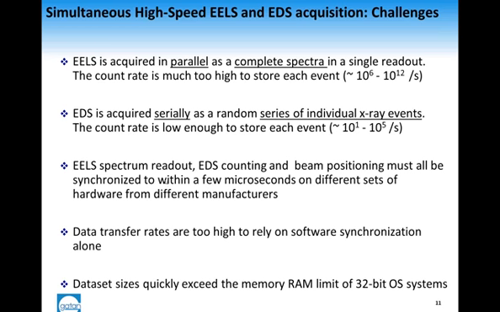You can really understand that if you go fast, you're going to generate a lot of counts per second. So the amount of data that we're going to transfer is going to be too big for software synchronization, where the software takes care of the synchronization between the EELS spectrum, the EDS counting, and the beam positioning. So we have to move on to a bigger platform like 64-bit, where we can handle a much bigger data set. Easily we can exceed the memory limit of a 32-bit operating system.